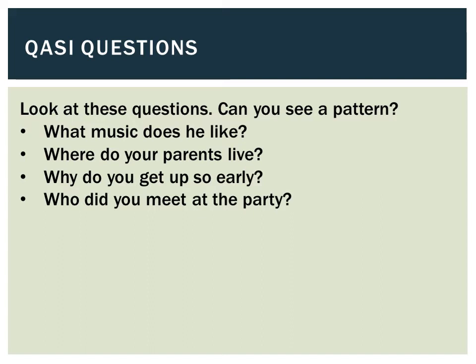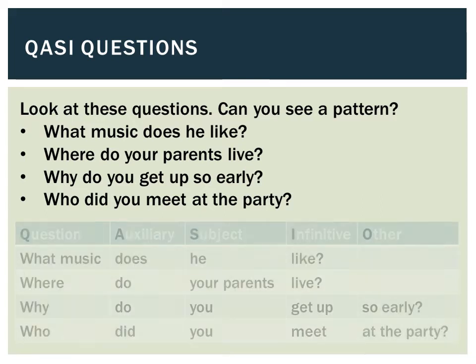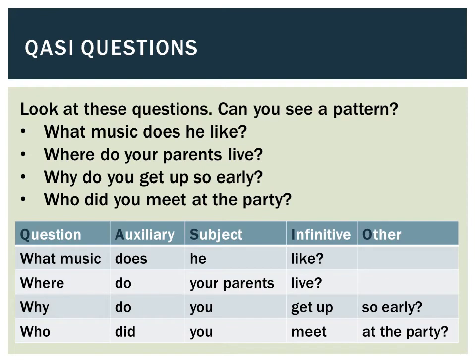Can you see that all the questions have a similar pattern? Let me show you in a table. So you can see all of them start with a question word like what music, where, why or who. Then there's an auxiliary verb, do, does or did. Then we have the subject, then the infinitive, and sometimes there are some other words.